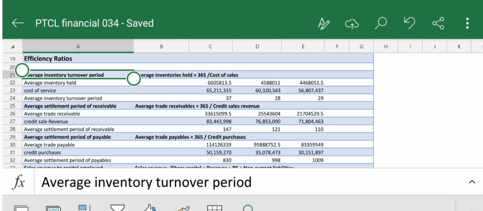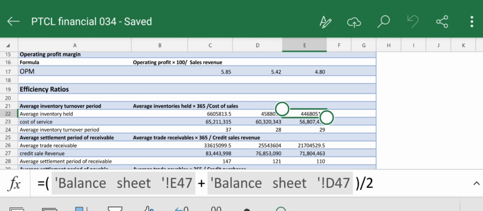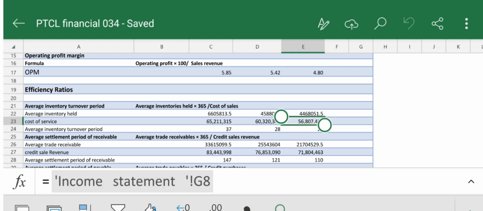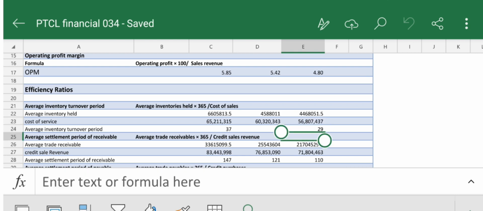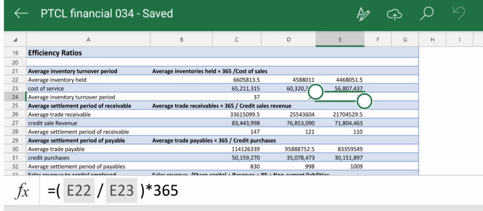In the efficiency ratios, firstly we discuss the average inventory turnover period. The formula is average inventory held multiply 365 divided by cost of sale. In this ratio, we analyze how much time the company takes to turn inventory into finished goods or service. Firstly, we need average inventory held. We get it from the balance sheet and take the average of 2019 and 2020. Get cost of sale from the income statement, then put it into the formula and get the answer. The average inventory period in 2020 is 29 days. Similarly, in 2021 and 2022.